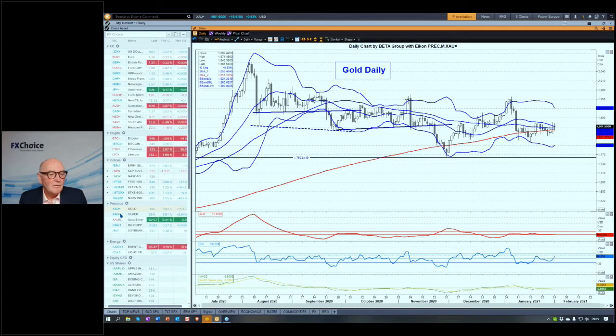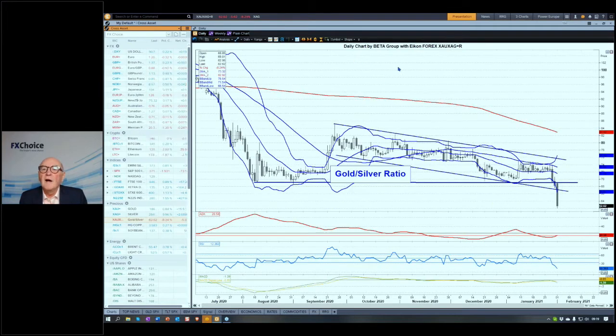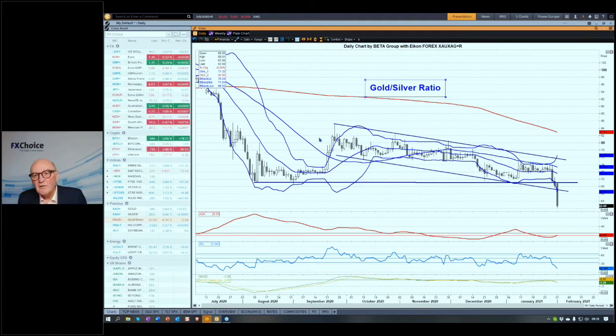But something else is going on here, and we were ready for this, weren't we, guys? Because we were watching this, the gold-silver ratio. And I've shown you this lots of times before. We've seen this is gold divided by silver. So going down, as we are doing now, is silver outperforming gold.